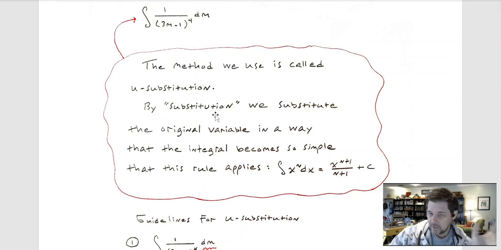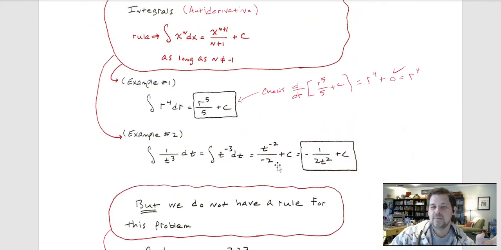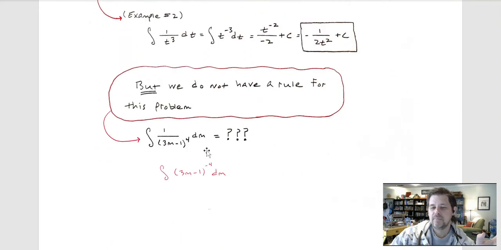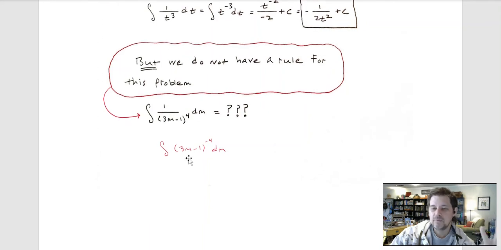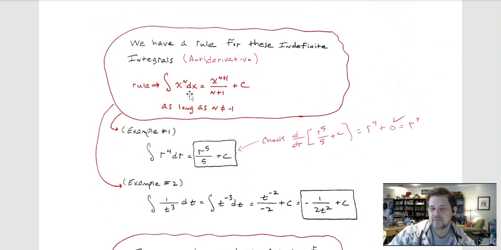By the word substitution, what we mean is that we're going to substitute the original variable in a way that the integral becomes so simple that our original rule would apply to it. Because the reason this rule does not apply to this problem is because it is too complicated. It has more stuff in it, to put it bluntly, than this rule allows for, right?